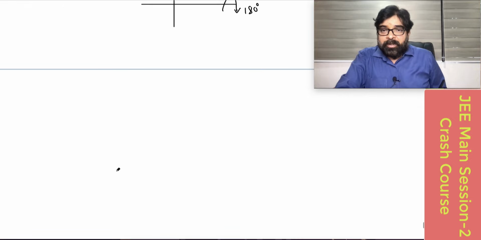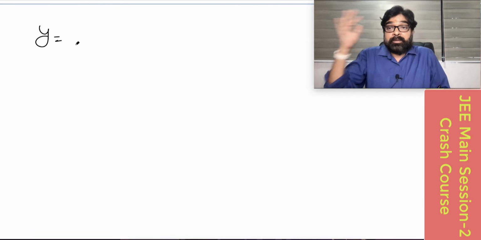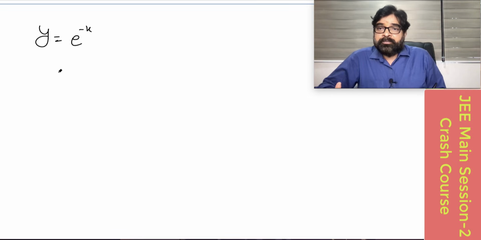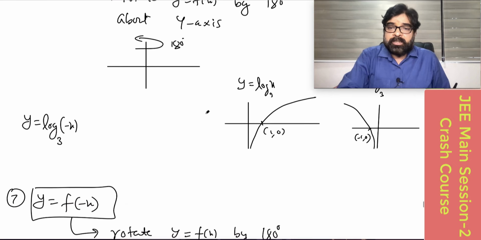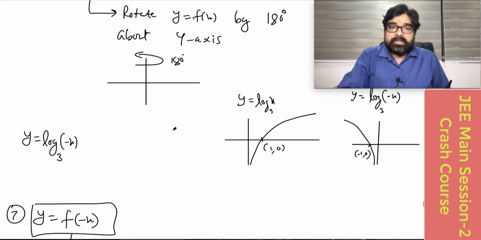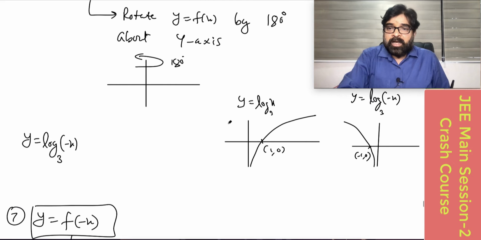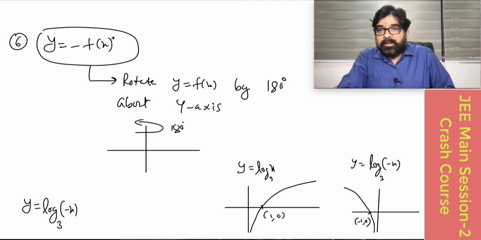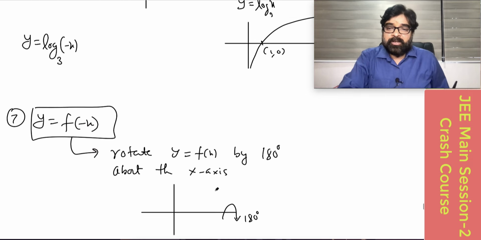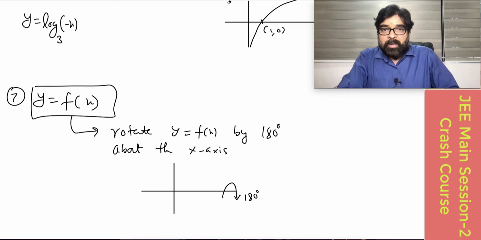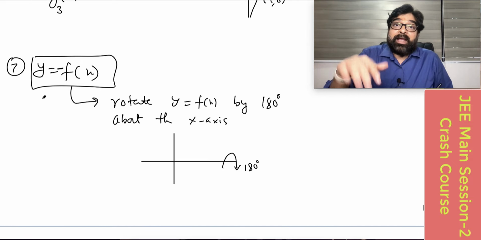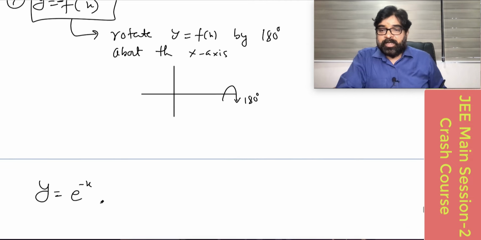Simple logic. For example, if I say I want to draw a graph of y equal to e power minus x. So e power minus x when you have to draw. Some mistake I did. I hope I did a mistake here. I'm sorry. This is the method for f of minus x. I wrote it wrongly. Please excuse me for that. This is all right. This is your minus fx. I'm sorry. Minus fx, because y has to be negative. So this is the mistake, and I'm sorry for that.